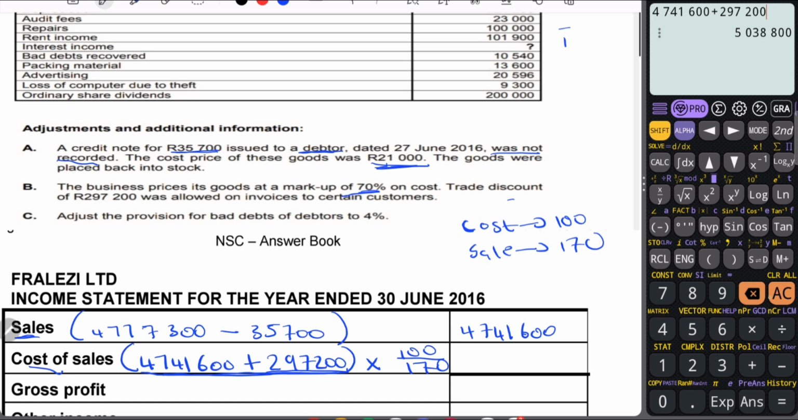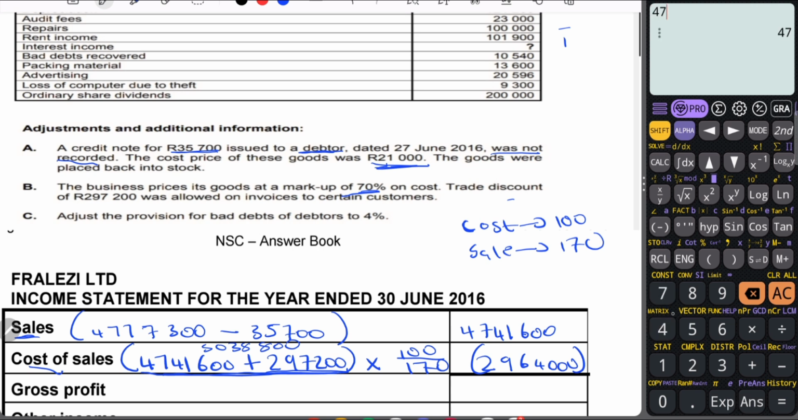All right, now I'm gonna have here 5,038,800. Then it's gonna be 38,800 multiplied by 100 all over 170. Then I'm going to get my cost of sales, which is 2,964,000 in bracket.